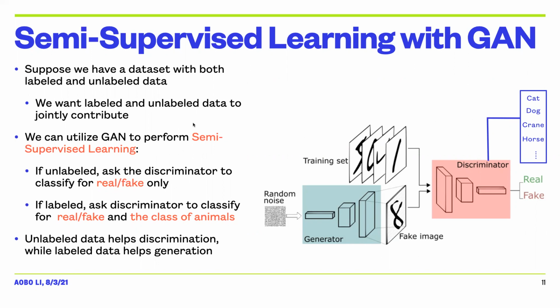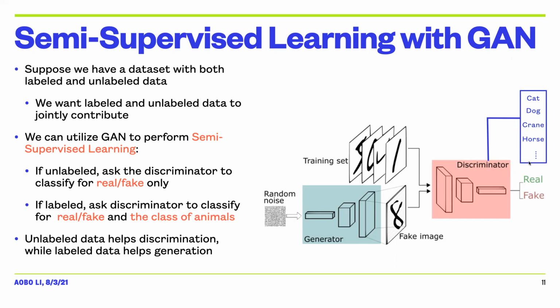In this way, we can utilize the GAN network to perform semi-supervised learning. Basically, if we have unlabeled data, we can ask the discriminator to classify whether the image is real or fake only. But if you have data that's labeled, we can ask the discriminator to classify whether the image is real or fake, and also the class of the actual input. For example, if we are doing animal generation or classification, we can ask it, is the animal a cat, is the animal a dog, etc. So during training, you are actually using both the labeled and unlabeled data.